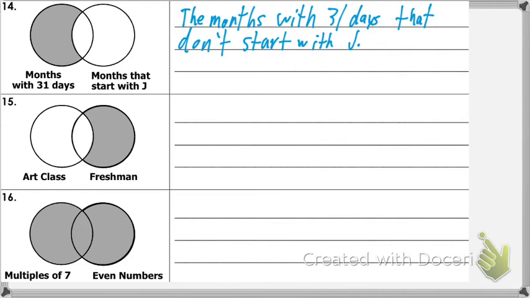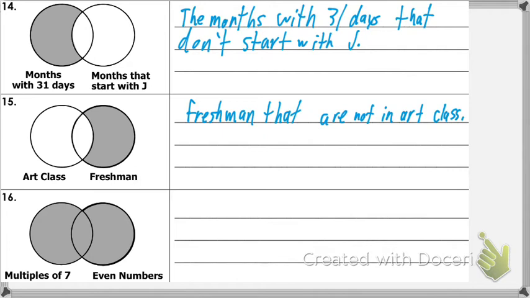On 15, we have two separate diagrams, with separate circles that overlap, one for students in art class and one for students that are freshmen. Notice here we only have the freshman part highlighted. We don't want any students that are in art class for this example. So we can say freshmen that are not in art class. Freshmen that are not in an art class. That would accurately describe what's happening here.